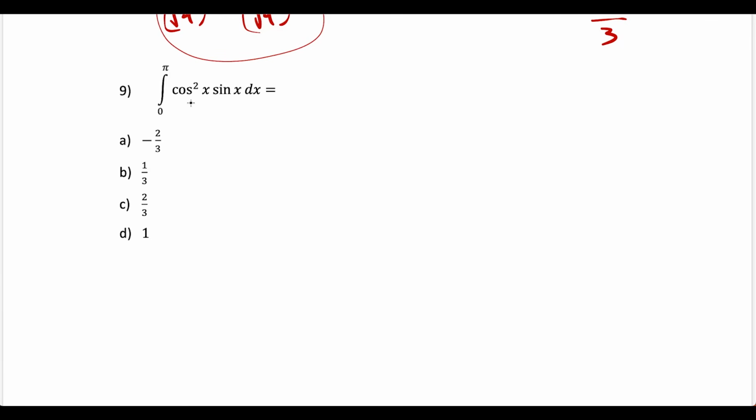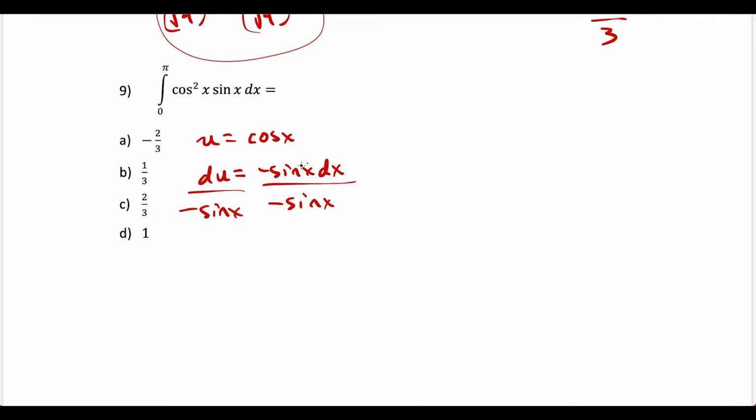So question 9, we have another u sub, except this time u is equal to cosine x. And when we calculate du, we're going to get negative sine x dx. And now what we could do here is solve for dx, so we could divide both sides by minus sine x. And from this step, we have dx is equal to du over negative sine x. And then what we could do is find new limits of integration.